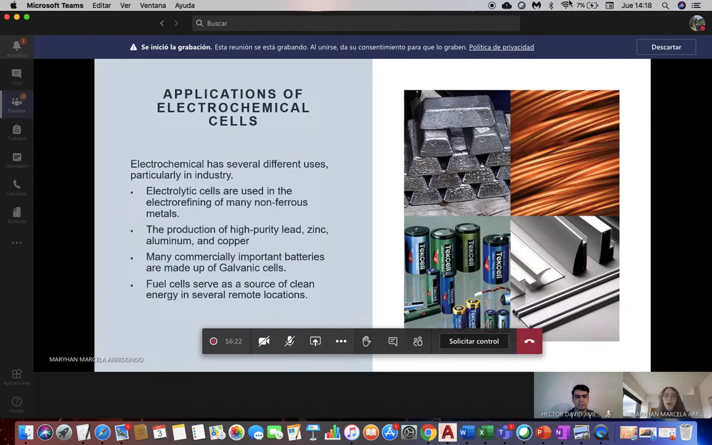Electrochemical cells have several uses in society, but particularly in industry. We often see them as batteries, but other uses are the electrorefining of many non-ferrous materials, the production of materials like lead, zinc, aluminum, and pure copper, and many important batteries, and also the fuel cells that serve as a source of clean energy in many locations around the world.